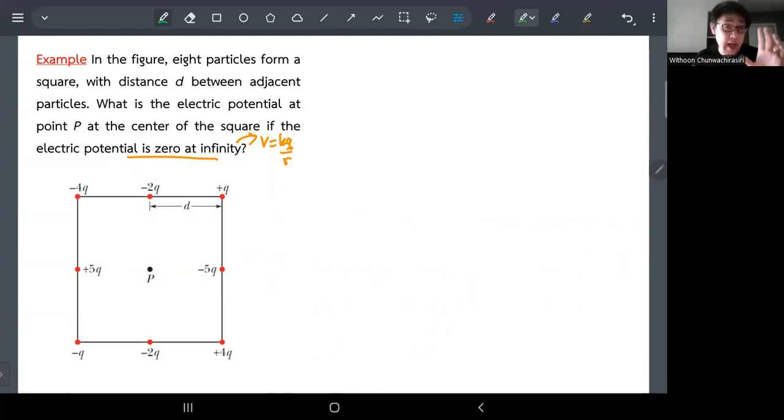Let's start from the upper left corner, shall we? All right, so what we are going to do is take the potential from that negative 4Q at point P. The net potential at point P, starting from the upper left corner, is going to be K, negative 4Q, divided by the distance. Because this is D and this is D, it's going to be D root 2, right? From the Pythagorean theorem. So it's going to be root 2D down here.